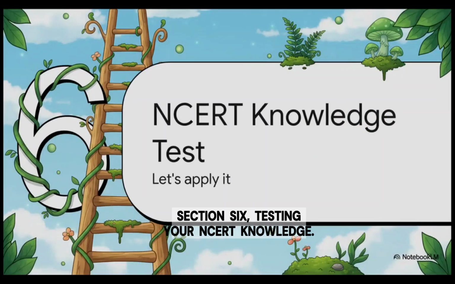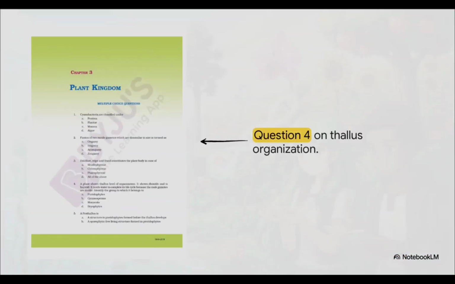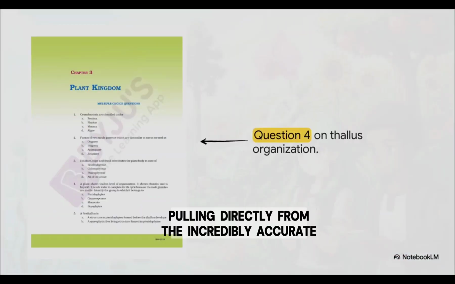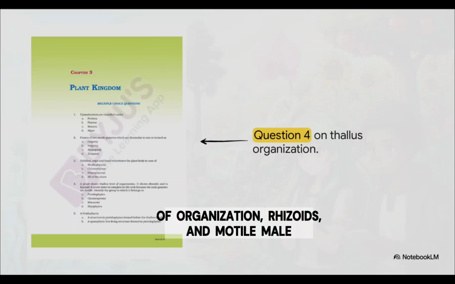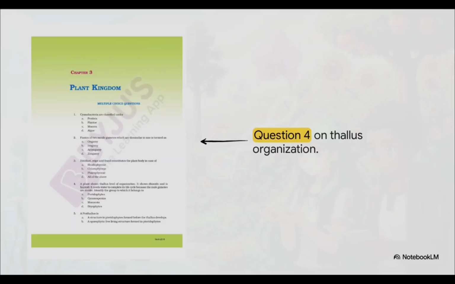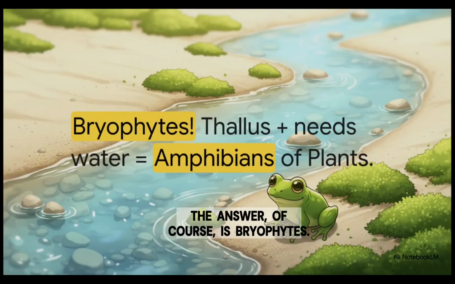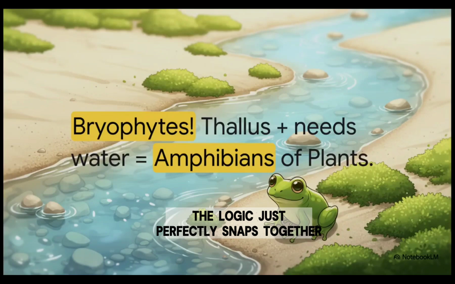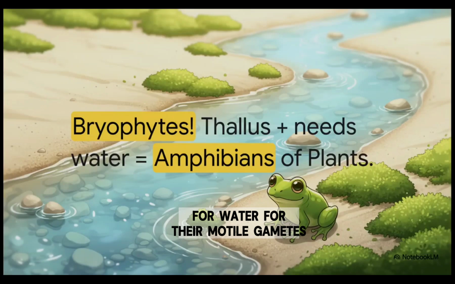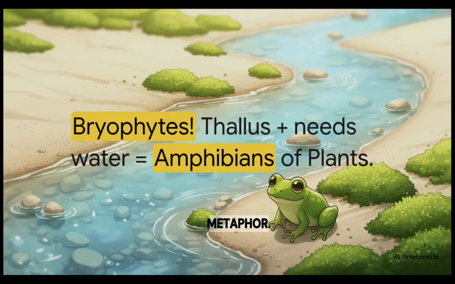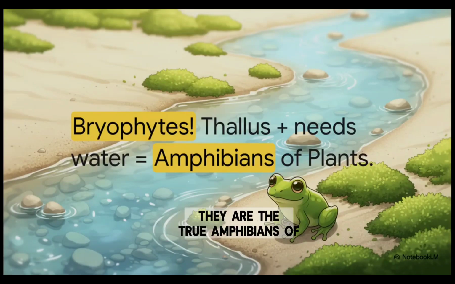Section 6. Testing your NCERT knowledge. All right, pulling directly from the incredibly accurate NCERT exemplar pages, let's focus on question number 4 here. The text asks us to identify a plant with a thallus level of organization, rhizoids, and motile male gametes that strictly needs water to complete its life cycle. The answer, of course, is bryophytes. The logic just perfectly snaps together here. Think about it. Thallus organization, plus that absolute need for water for their motile gametes, points directly back to our earlier metaphor. They are the true amphibians of the plant kingdom.